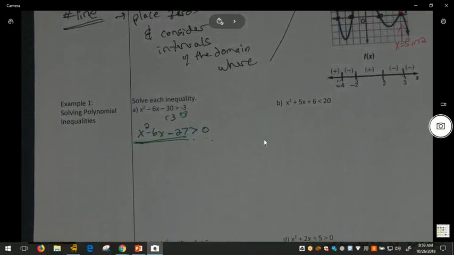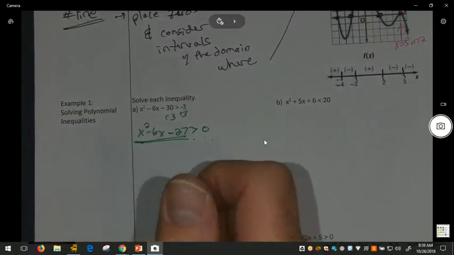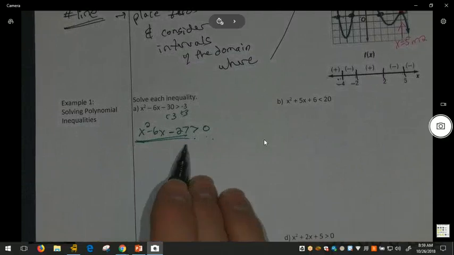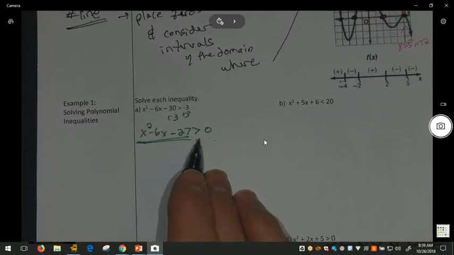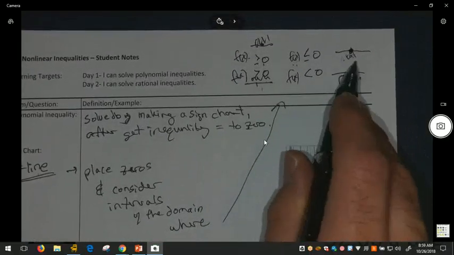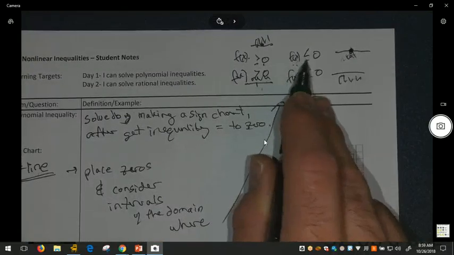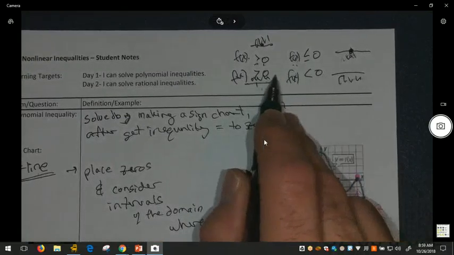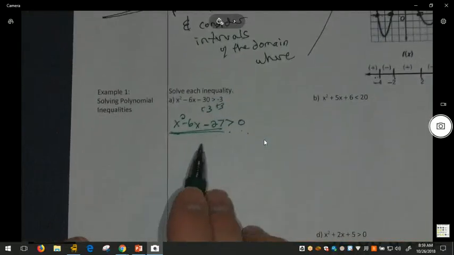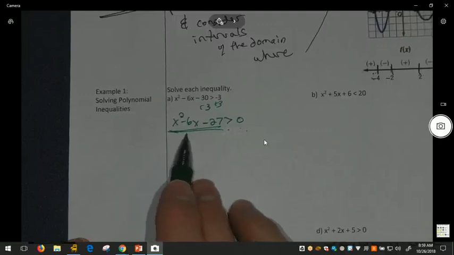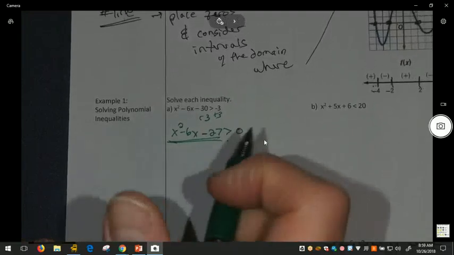I do need to know where my x-intercepts are for my sign chart, but I don't want the answer to include them, because the x-axis should not be included unless there's an equality bar. When there isn't one, I just want to know where it's above or below. In this case, I want to know where the graph is above the x-axis.